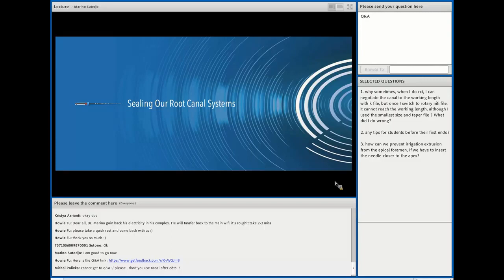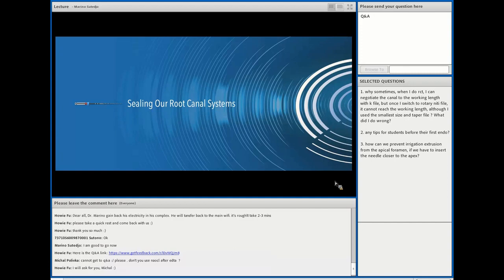So therefore, usually this is a classic condition when people ask these questions, because usually it is a vital case and they push the K file into the working length, and then suddenly when they take it out the pulp is collapsing, and then it is difficult to regain the working length with the nitrile files.